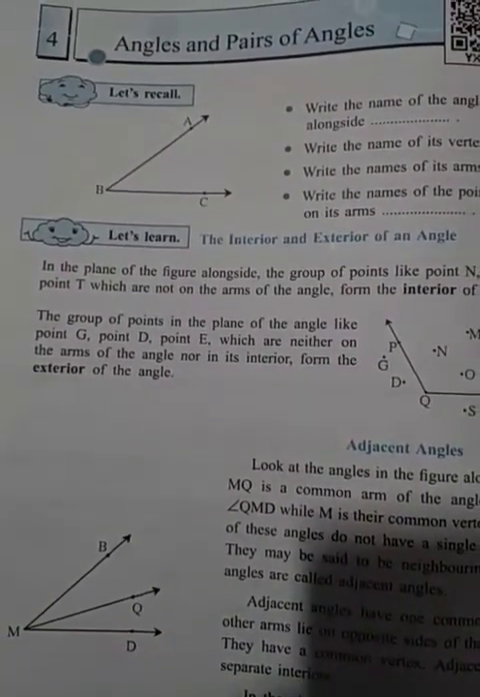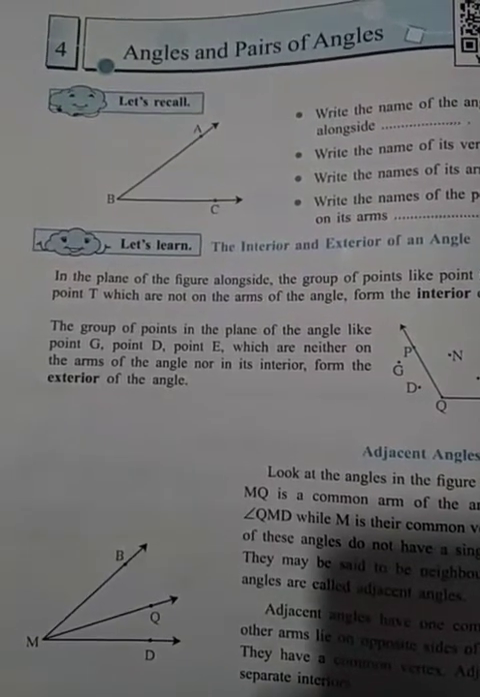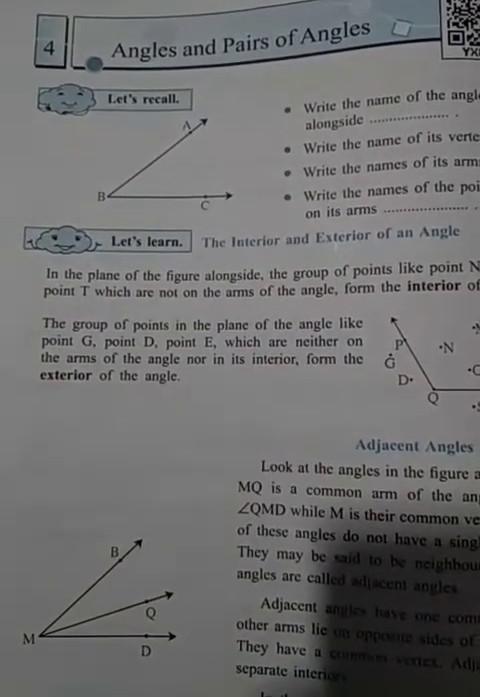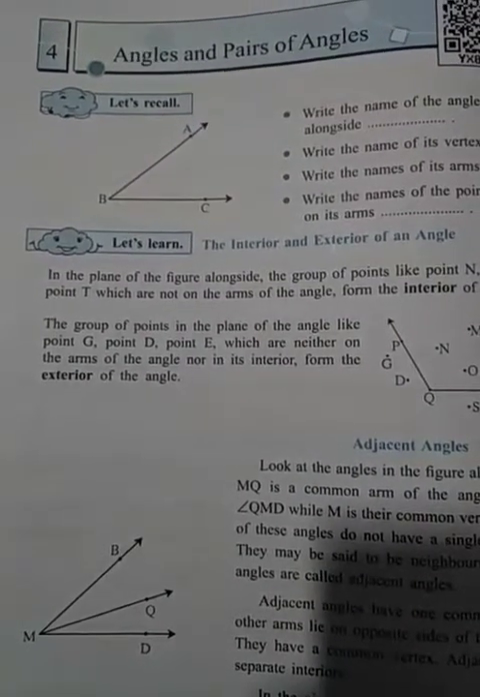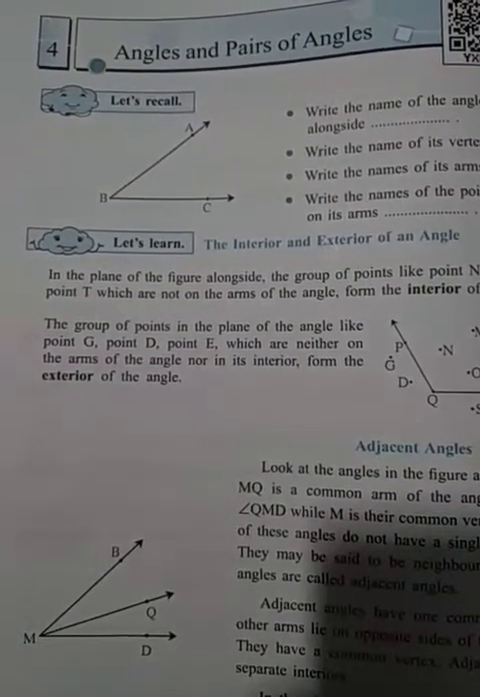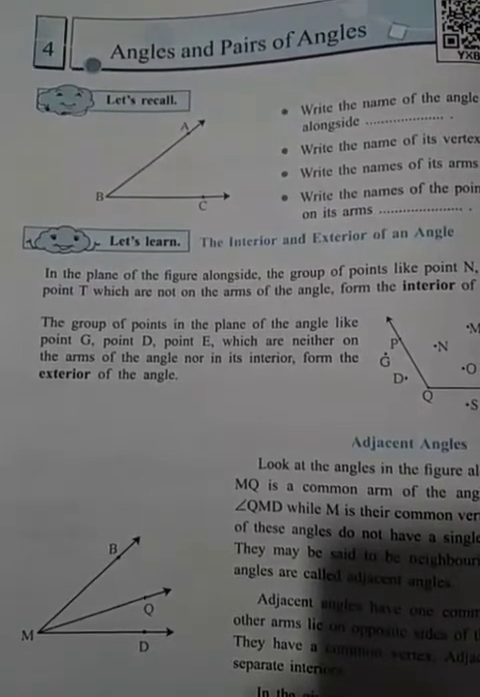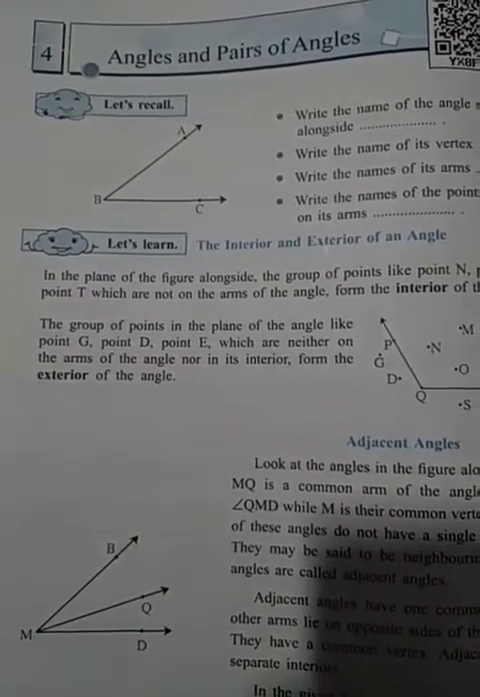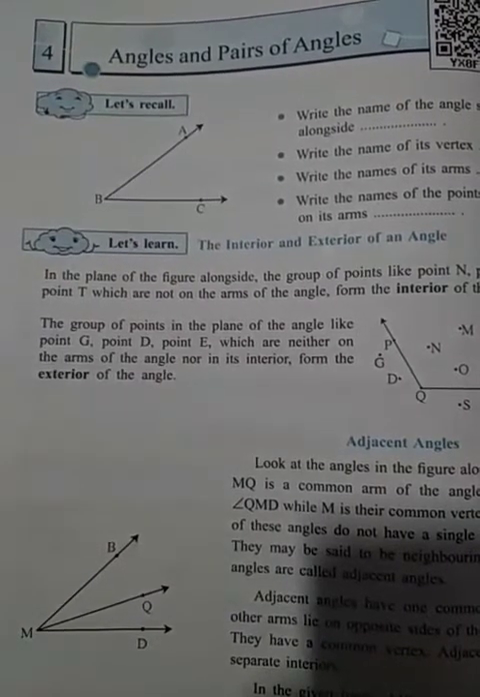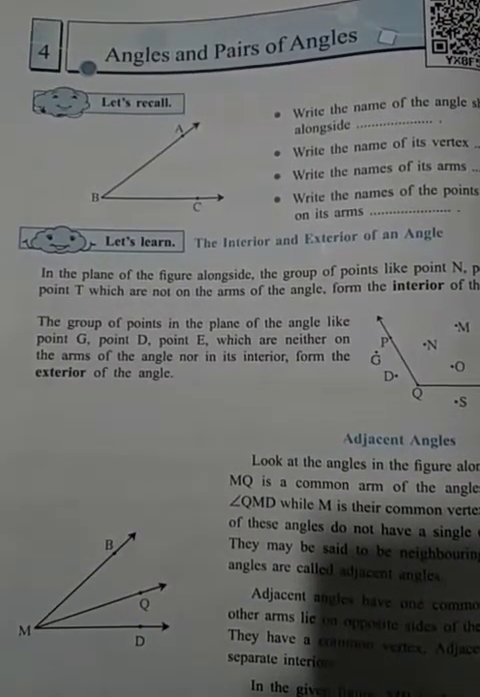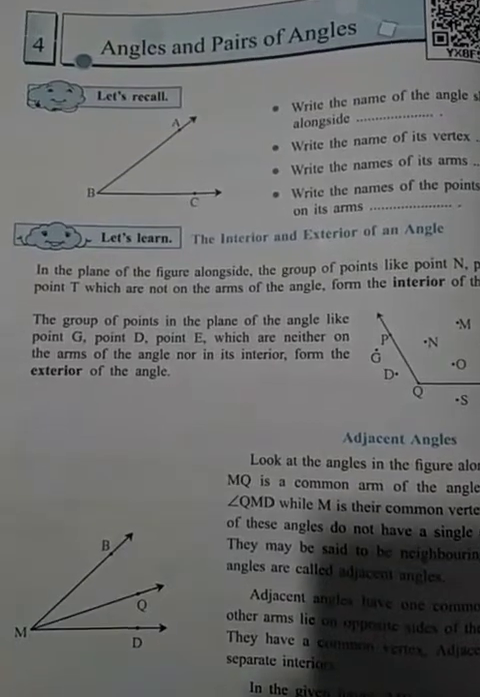Today we are going to start Maths lesson number 4, Angles and Pairs of Angles, Standard 7. You all know what an angle is: acute angle, obtuse angle, right angle. So here we will learn more about angles and the pairs of angles. See here.